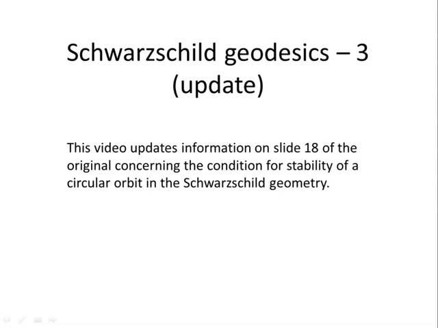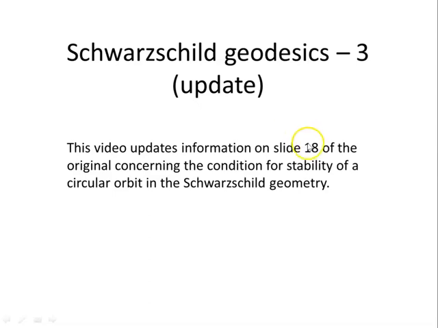This video updates information on slide 18 of the original video, which is the Schwarzschild's geodesics video number 3, concerning the condition for stability of a circular orbit in the Schwarzschild geometry. Now, this is updating, it's not a correction, it's a clarification.